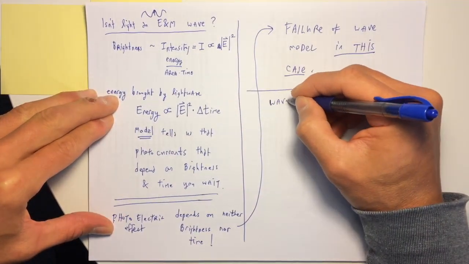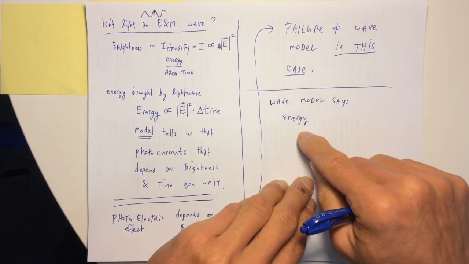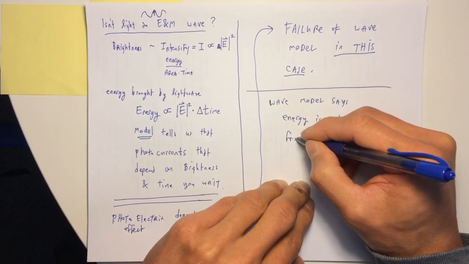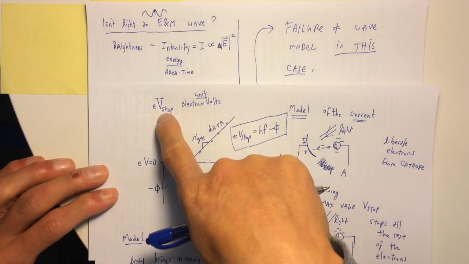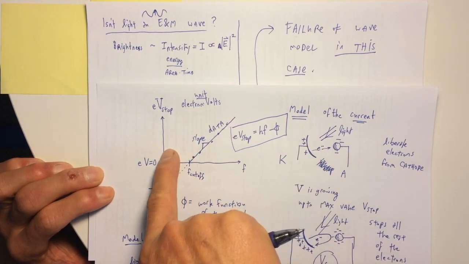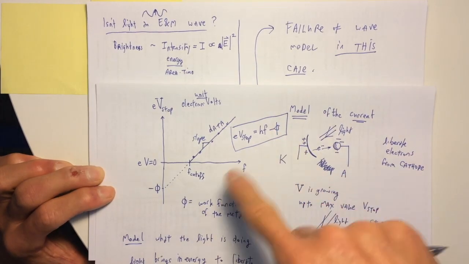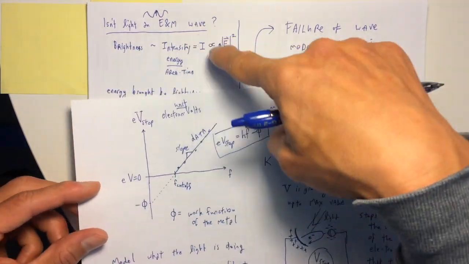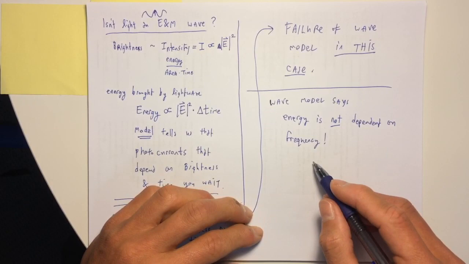Notice that the wave model says that the energy delivered by the light is not dependent on frequency. But over here, this is the experimental data. The photocurrent that you get, or that's ultimately stopped by your stopping potential, is 100% dependent on the frequency, and also the work function of the cathode. But the idea is this effect is frequency centered. In E&M waves, nothing about the energy actually depends on frequency. It's another failure.